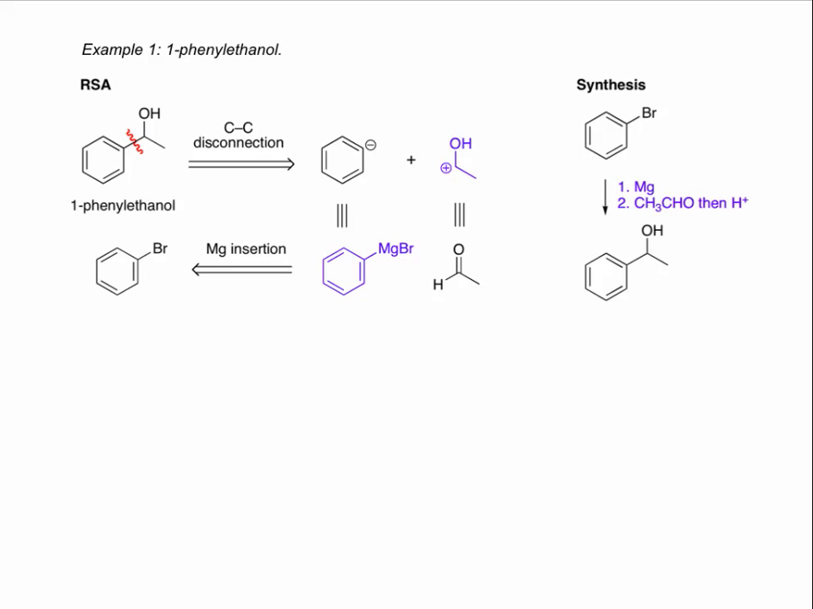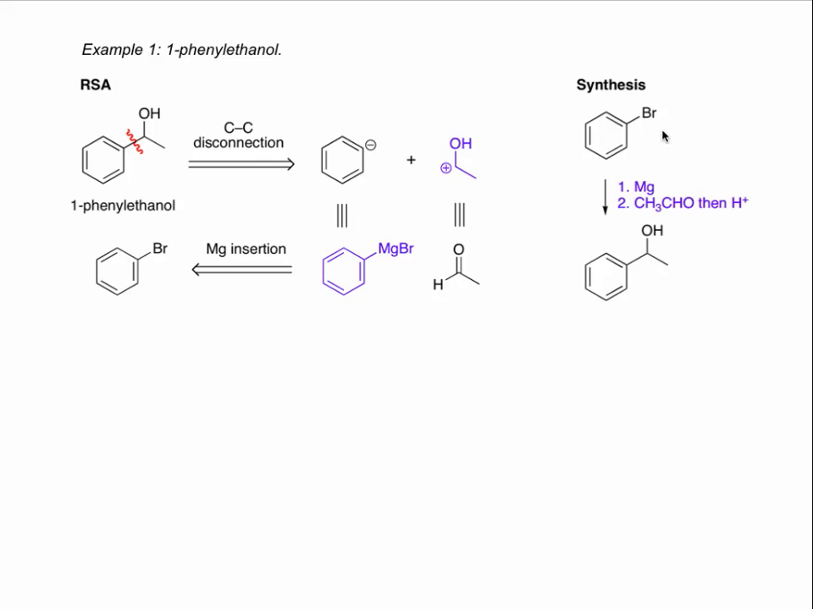Let's now look at the use of this in synthesis with regards to 1-phenylethanol. We're going to disconnect the side chain from the benzene ring with a minus on the ring, a plus on the side chain. The synthetic equivalent for the minus will be a Grignard reagent. The synthetic equivalent for this, where we have a plus next to an OH group, will be an aldehyde. And of course we can make the Grignard reagent from the corresponding bromide.